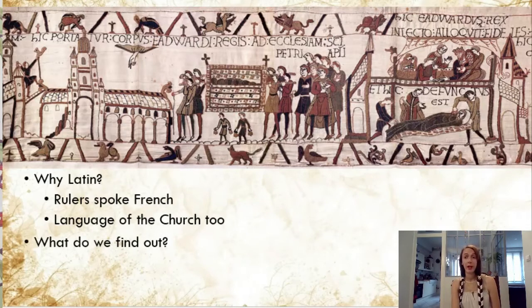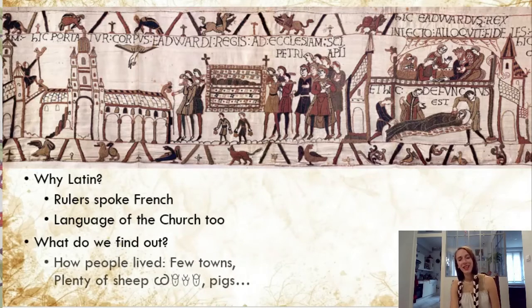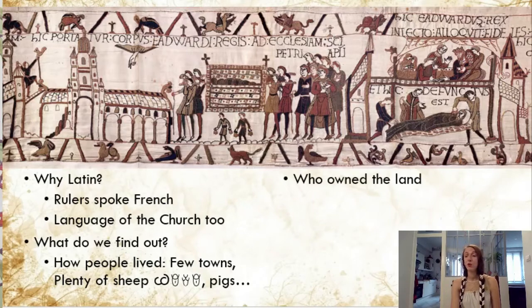What do we find out in the Domesday Book? I mean, if we wanted to read it, to take a look at it nowadays, what would we learn? And why is it interesting and fascinating? We would learn how people lived to an extent. We learned that there were few towns, that there were plenty of sheep, plenty of pigs. We learn who owned the lands. That was one of the points of the book.